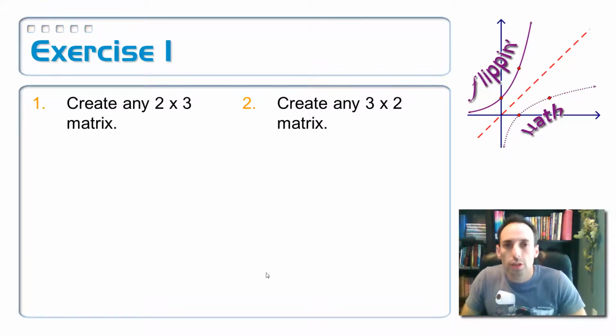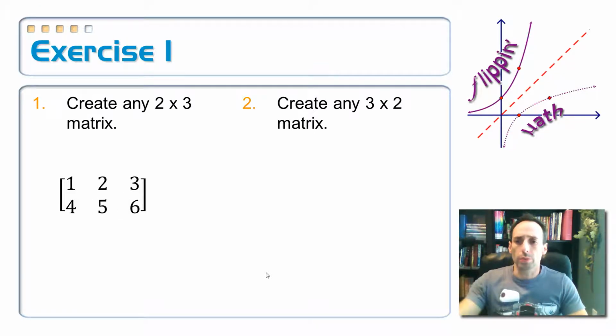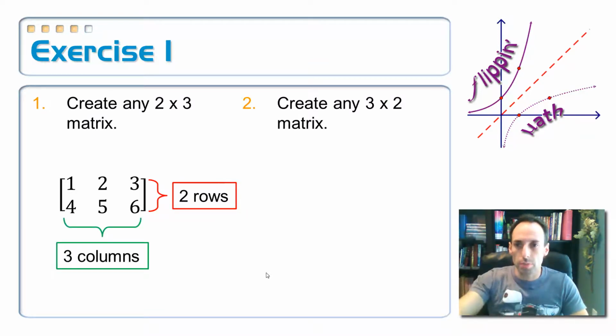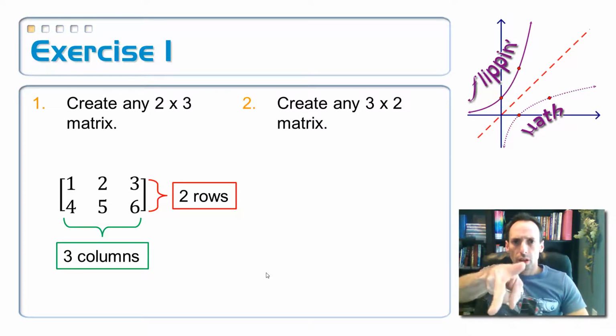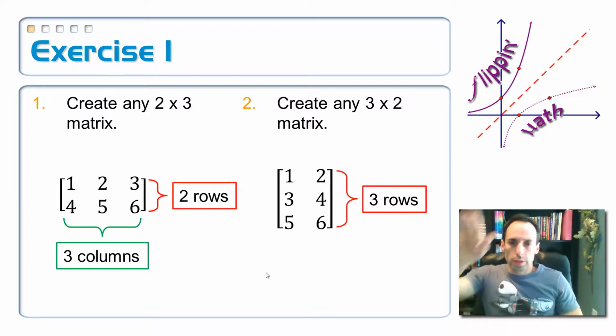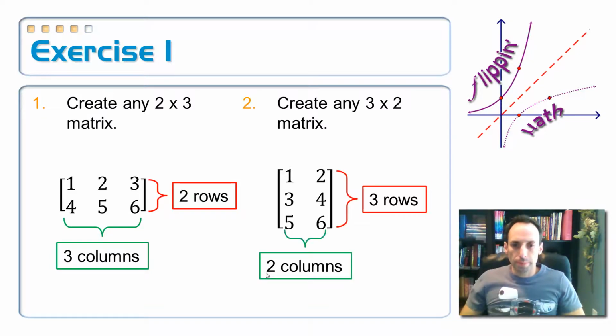Okay, so take a look at my sample matrix. For my 2 by 3, I have 2 rows, right? And I have 3 columns going down. So there's my 2 by 3 matrix. You might have different numbers in there. And then over here for my 3 by 2 matrix, take this one and kind of turn it on its side. I have 3 rows, and I've got 2 columns holding the thing up.